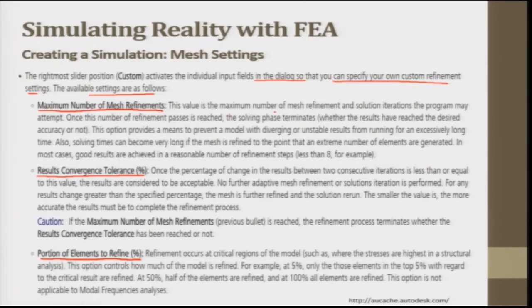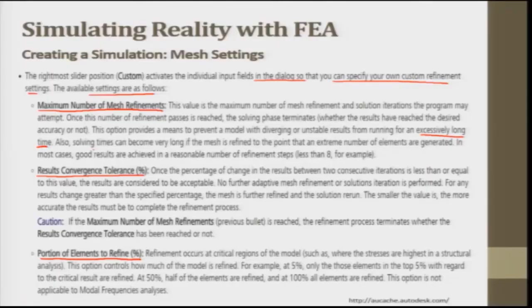This value is the maximum number of mesh refinement and solution iterations the program may attempt. Once this number of refinement passes is reached, the solving phase terminates, whether results have reached the desired accuracy or not. This option provides a means to prevent a model with diverging or unstable results from running for an excessively long time. So when mesh refinement is maximum, it stops the program there. It wouldn't run the simulation, it wouldn't waste the time. So this is the maximum number of mesh refinements that we allow, and that is put as a value 6 here.